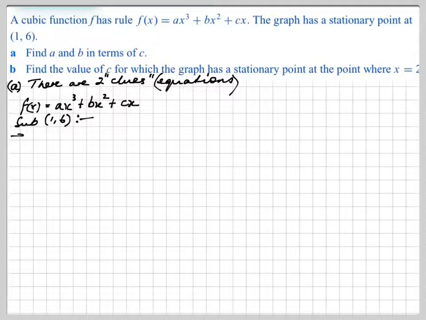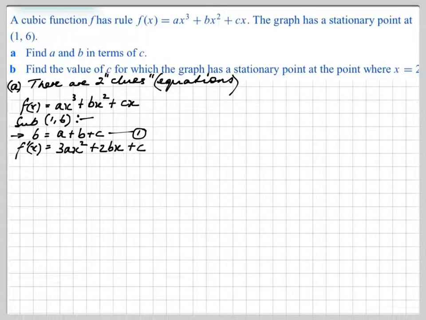Sub 1 and 6 in, and we can see that 6 equals A plus B plus C. By the way, please make your 6's different from your B's, because you've got no idea what happens to some students' work because a B morphs into a 6 or vice versa, and their answers go haywire. So mine's a little bit dodgy there. That's what reminded me to tell you. So I have to be careful.